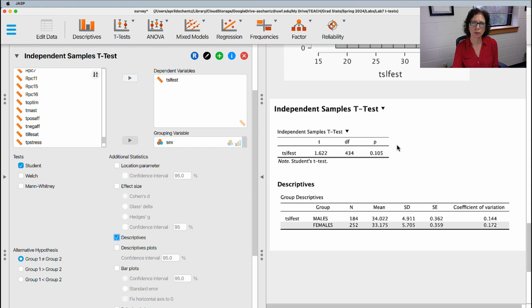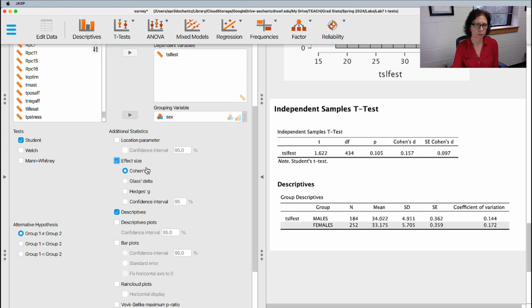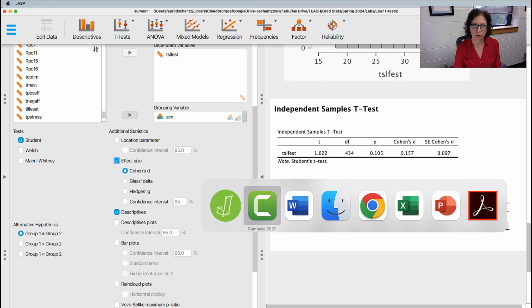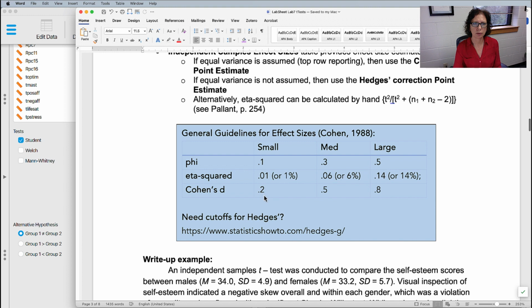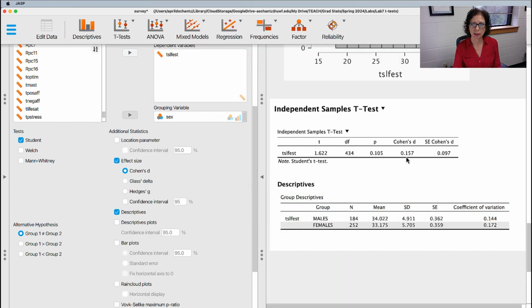And then we're also going to need the effect size here. Cohen's d at 0.157. And according to our cutoffs, right here, a Cohen's d of 0.2 is small. And we have a Cohen's d of 0.16. So it's less than small, which makes sense with our non-significant t-test.